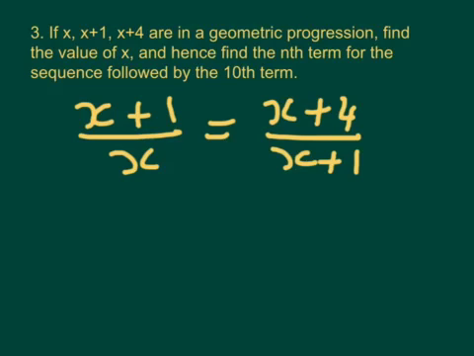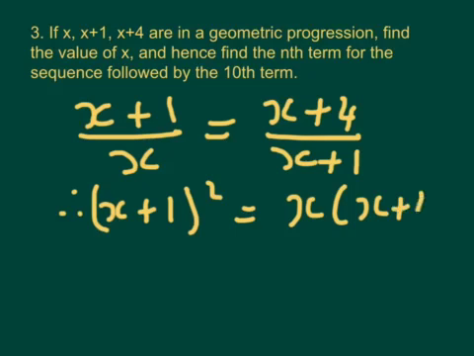So all we've really got to do now is solve for x. It's not as bad as you might think. We're going to cross-multiply our fractions. That's a property of equivalent fractions: you can cross-multiply them and the equality remains. So doing that we get (x plus 1) times (x plus 1), so it's (x plus 1) all squared, which must equal x times (x plus 4).